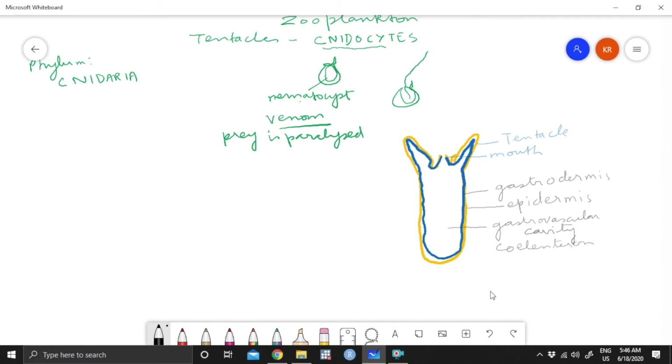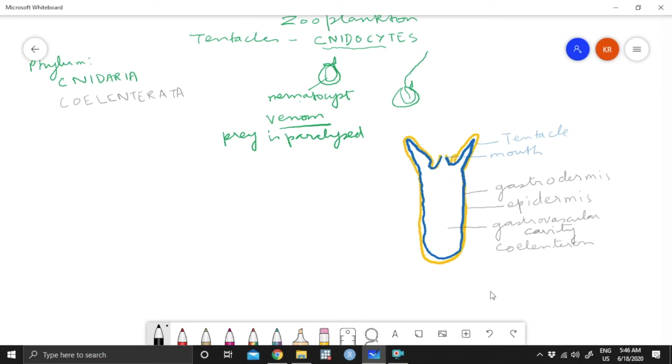And therefore another name of the phylum is Coelenterata. So there are two names of this phylum. It is either called Coelenterata or it is called Cnidaria. So why this name Coelenterata? Because this space inside is called coelenteron. The better name is gastrovascular cavity.